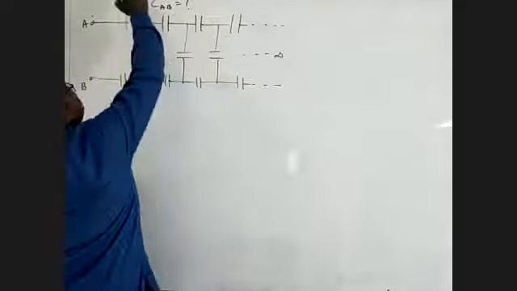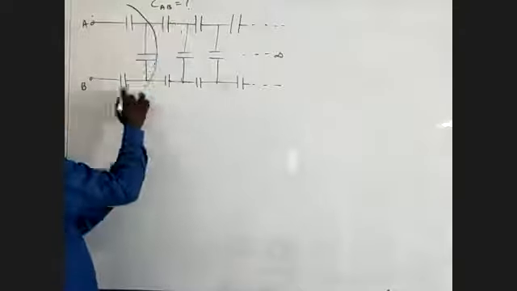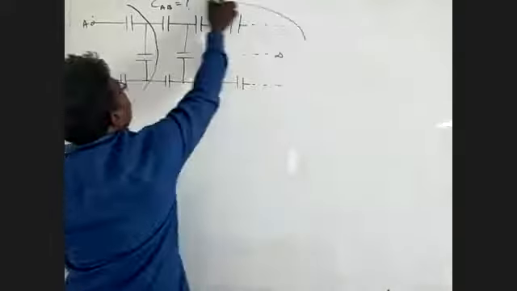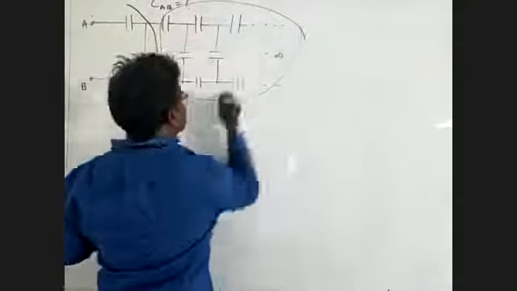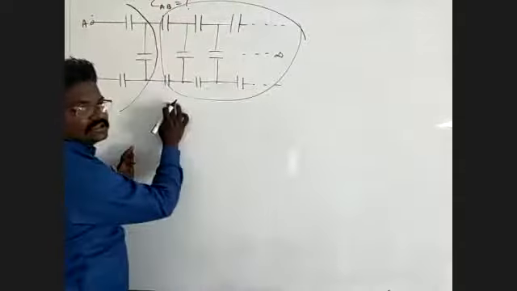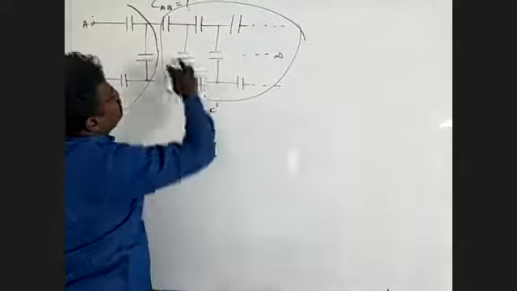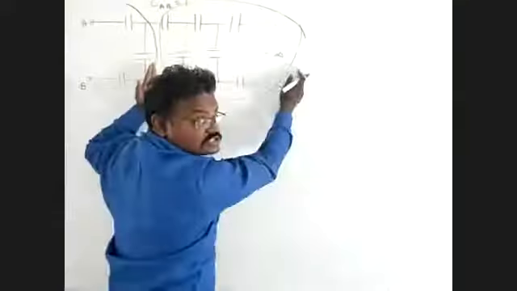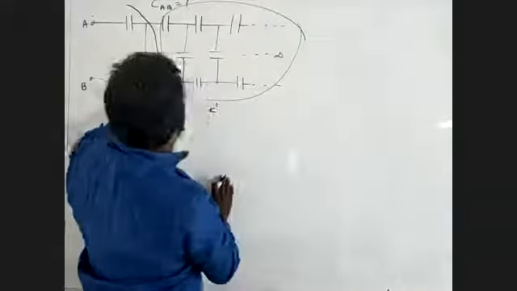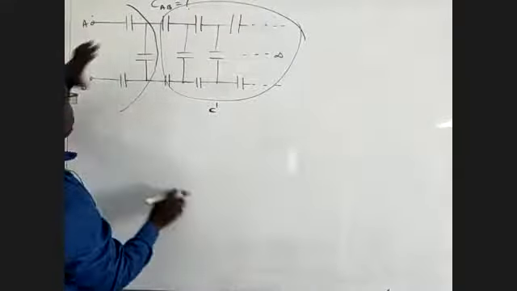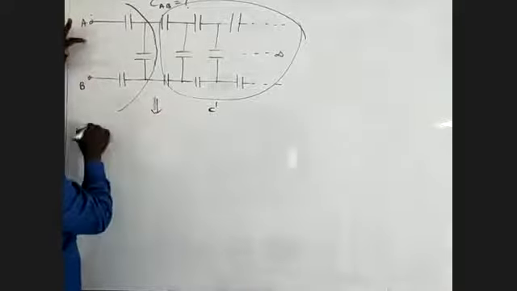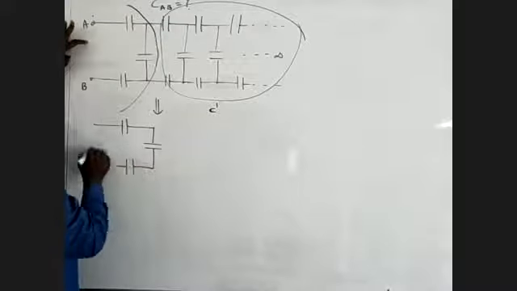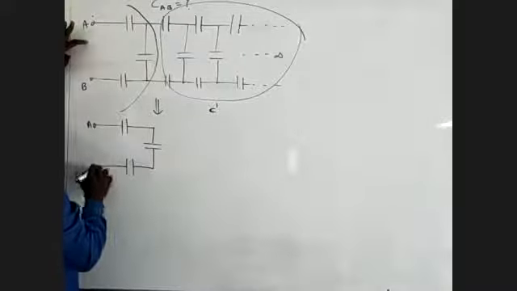You take this as one part. The remaining part, the entire part from here to infinity, is taken as C dash. I'm going to draw this part again. This is a capacitor, and all are identical capacitors. This is the A point. This is the B point.